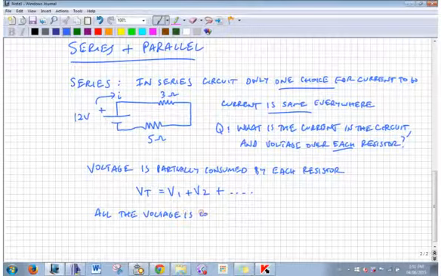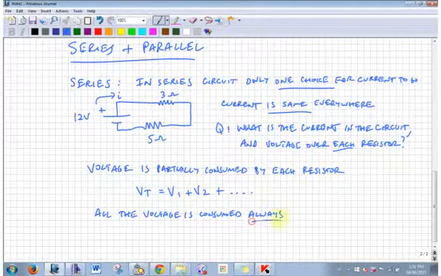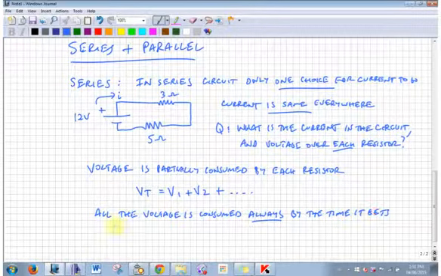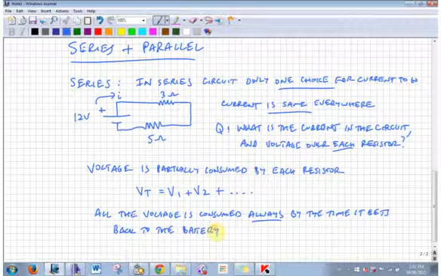So all the voltage is consumed always by the time it gets back to the battery. Of course, at some point, there will be no more potential difference in that battery. It'll all be consumed, all the electrons will be gone, and then it's dead, and then the bulbs don't glow anymore.